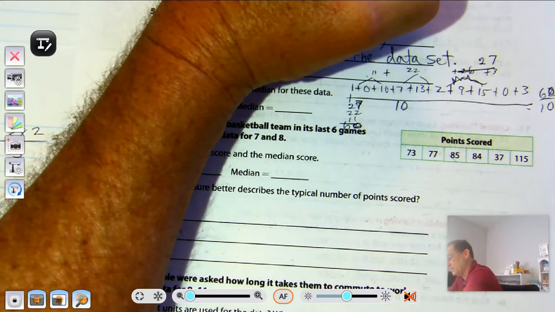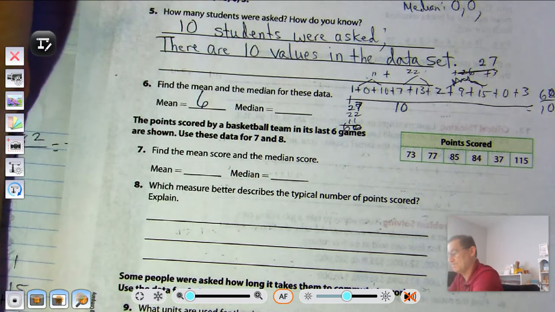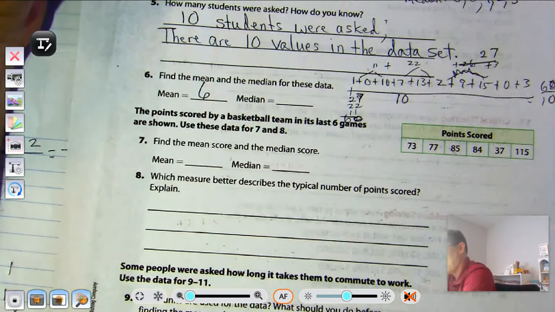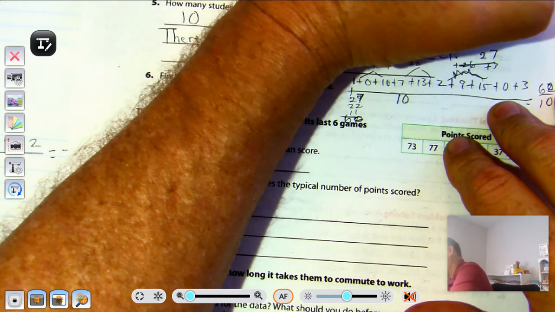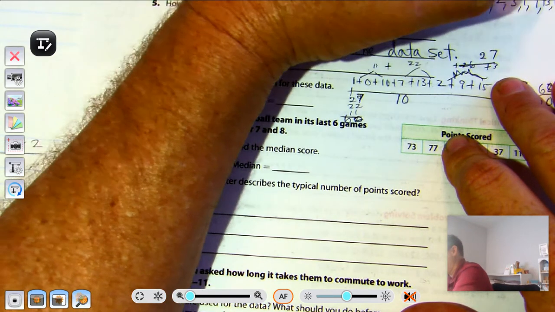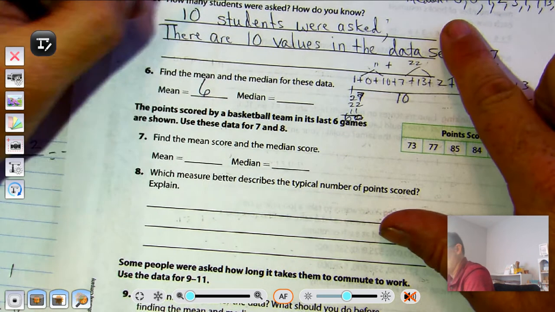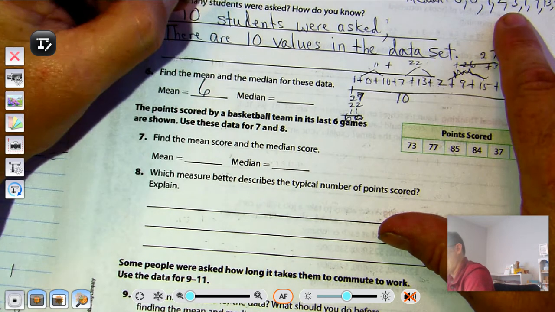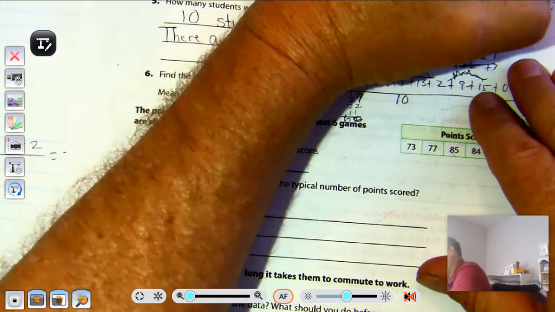Well, put the numbers in order. 2 zeros. A 1, a 2, a 3. 7, 9, 13, 15. I'm missing one number. 0, 0, 1, 2, 3, 7, 9. I left off 10.